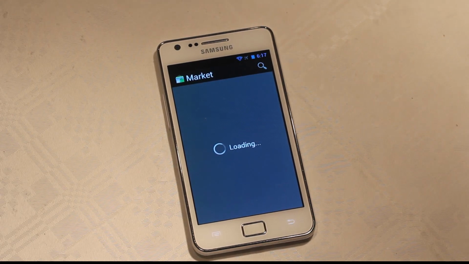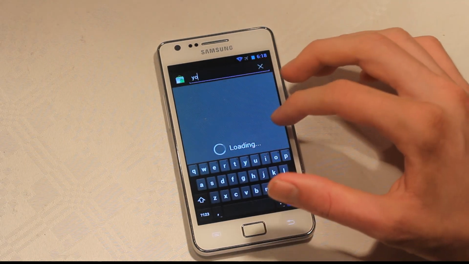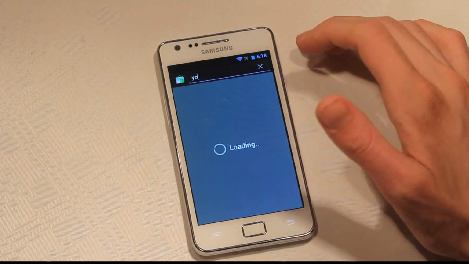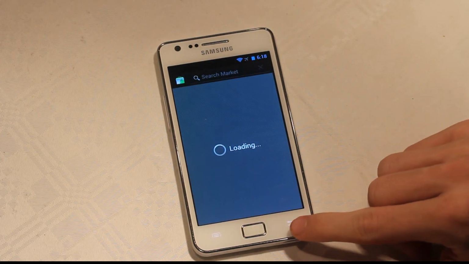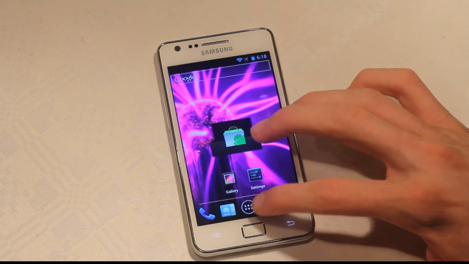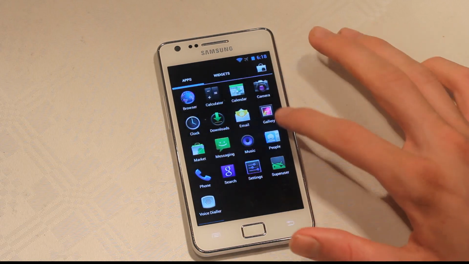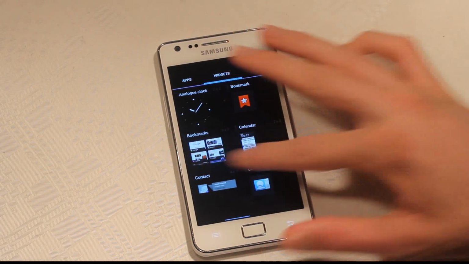Loading up the market. I think the new market could be a little more buggy, or at least that's what I've heard from people. It's a little more buggy compared to older versions of Android Market. Yep, it's still loading. I'm not patient at all, I hate waiting. Also, we have the multitasking over here, of course. And it's extremely smooth, I haven't felt a single lag. Oh my god. Oh, there we go. Okay, got some small lag there, but it's an alpha build.